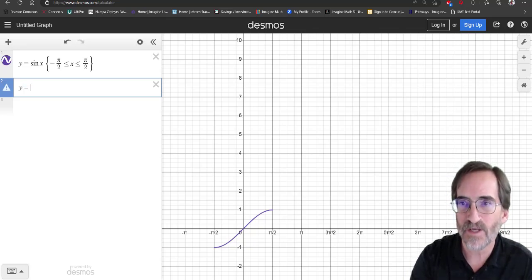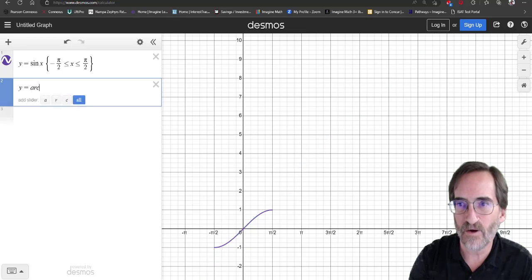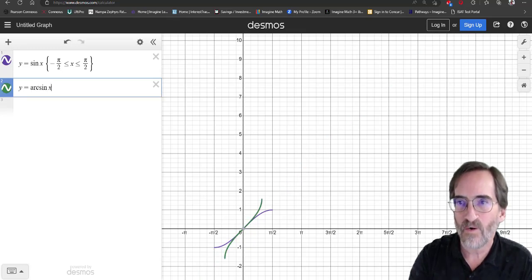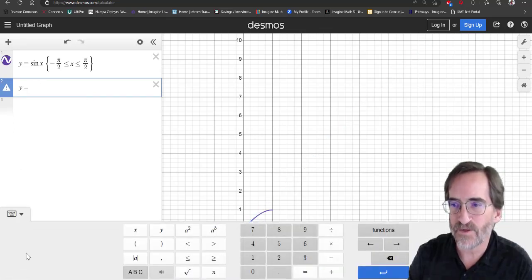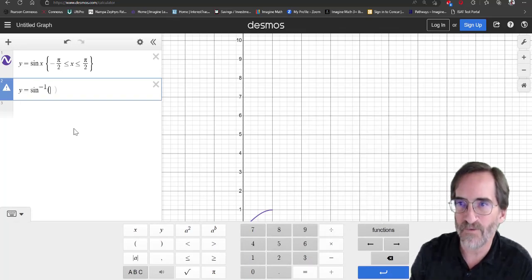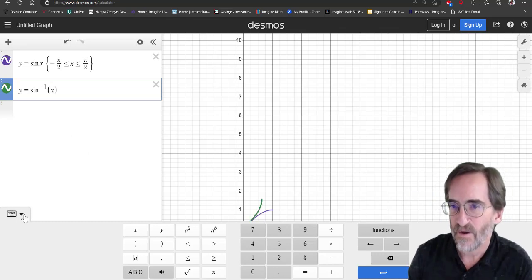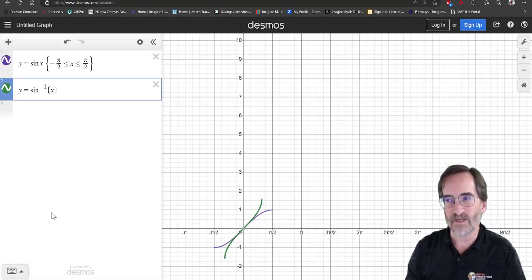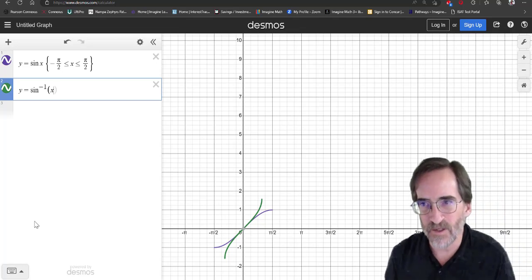Now there's two ways to write inverse sine. You can say arc sine, A-R-C-S-I-N, or you can use the keyboard icon here to bring up inverse sine. So functions, inverse sine, it says sine with a little negative 1. This is the more common notation, but I like arc sine because I can type it. Don't have to go to the keyboard.